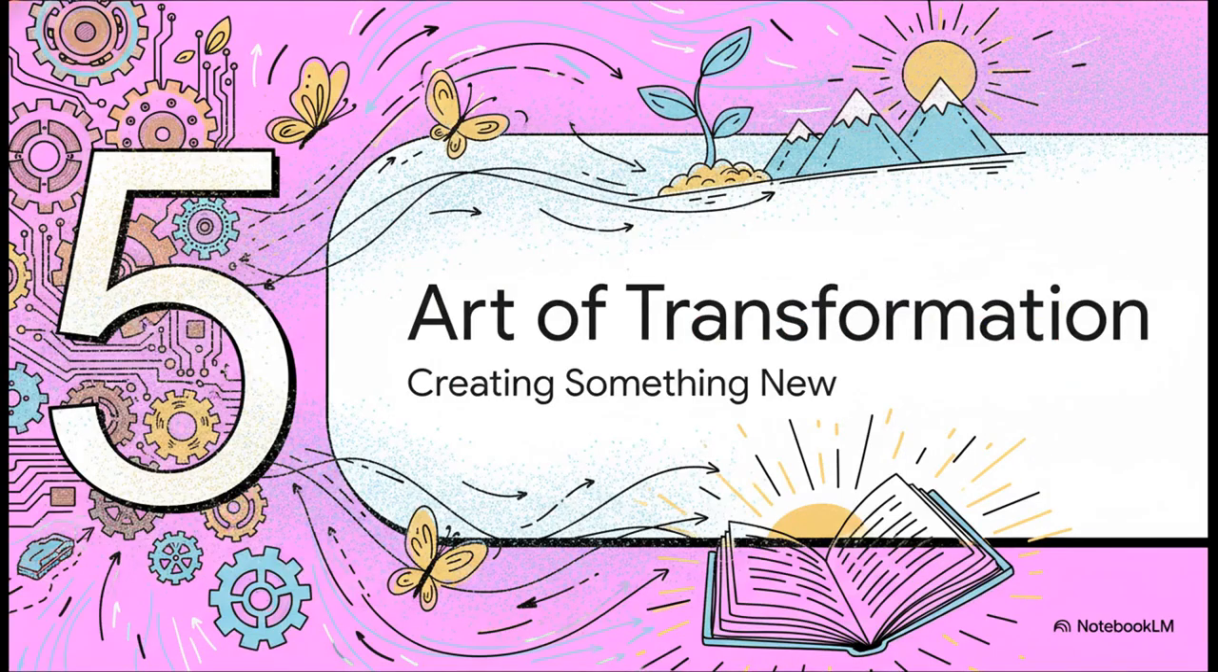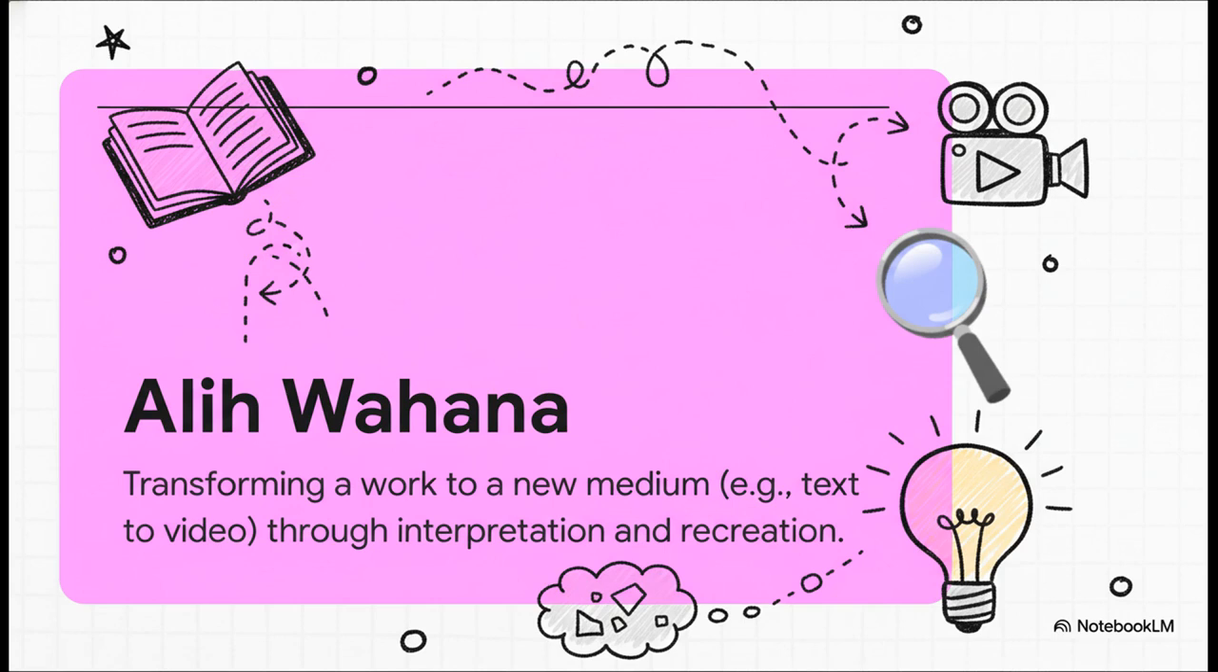So all of this brings us to our final and maybe most important idea. What we're really doing in this process isn't just explaining, it's a true act of transformation. We're actually creating something brand new. There's this really powerful term for this process, Ali Wahana. It basically means the transformation of a work from one medium to another, like turning this dense text into the visuals you're seeing. And the core idea here is that this isn't just a simple copy-paste job. It is an act of interpretation, and even more importantly, recreation.